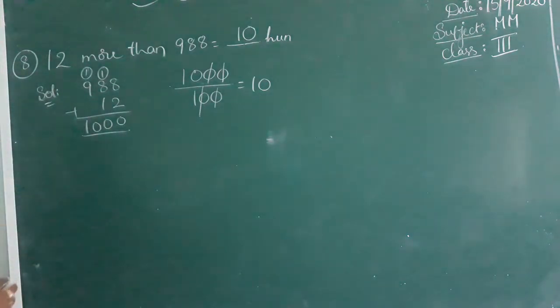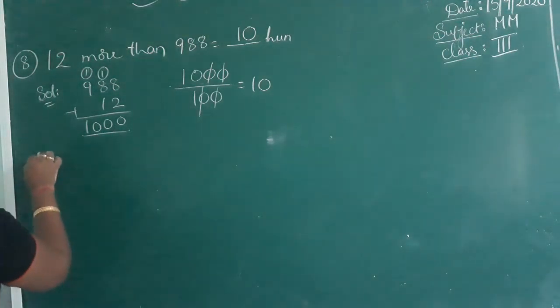How many hundreds are there in 1000? 10 hundreds. How many hundreds are there in 1000? 10 hundreds. See the ninth one, children.